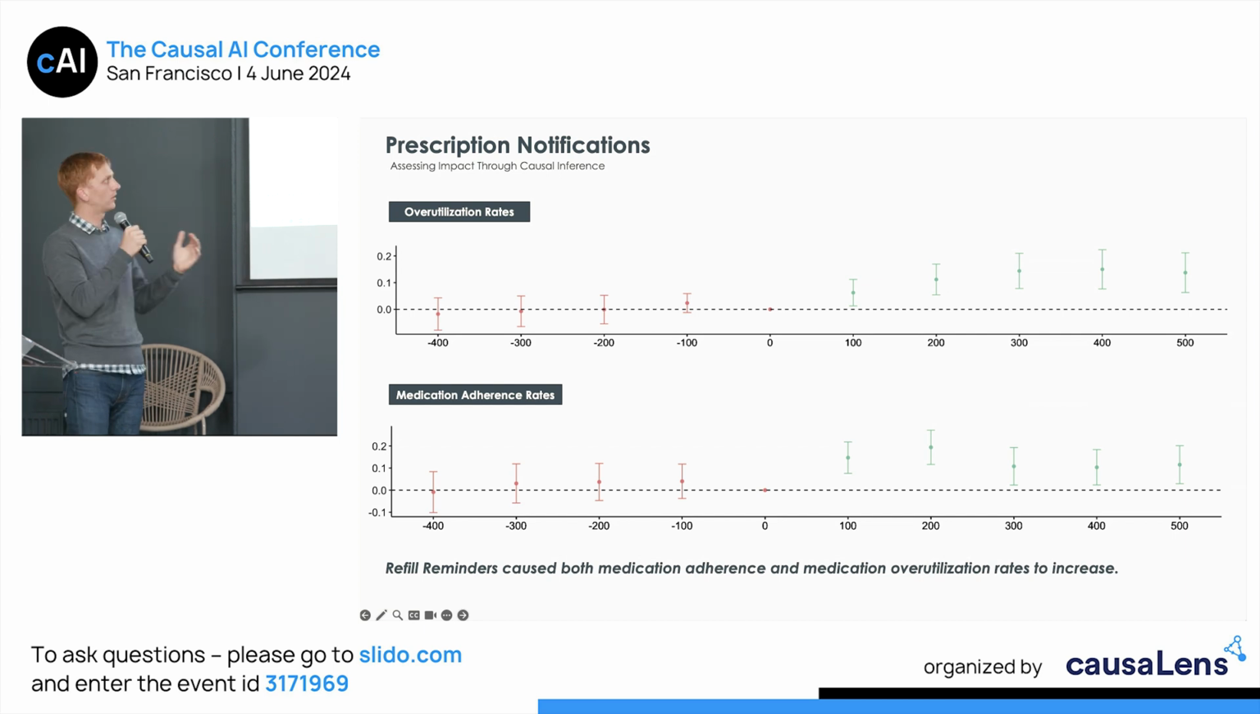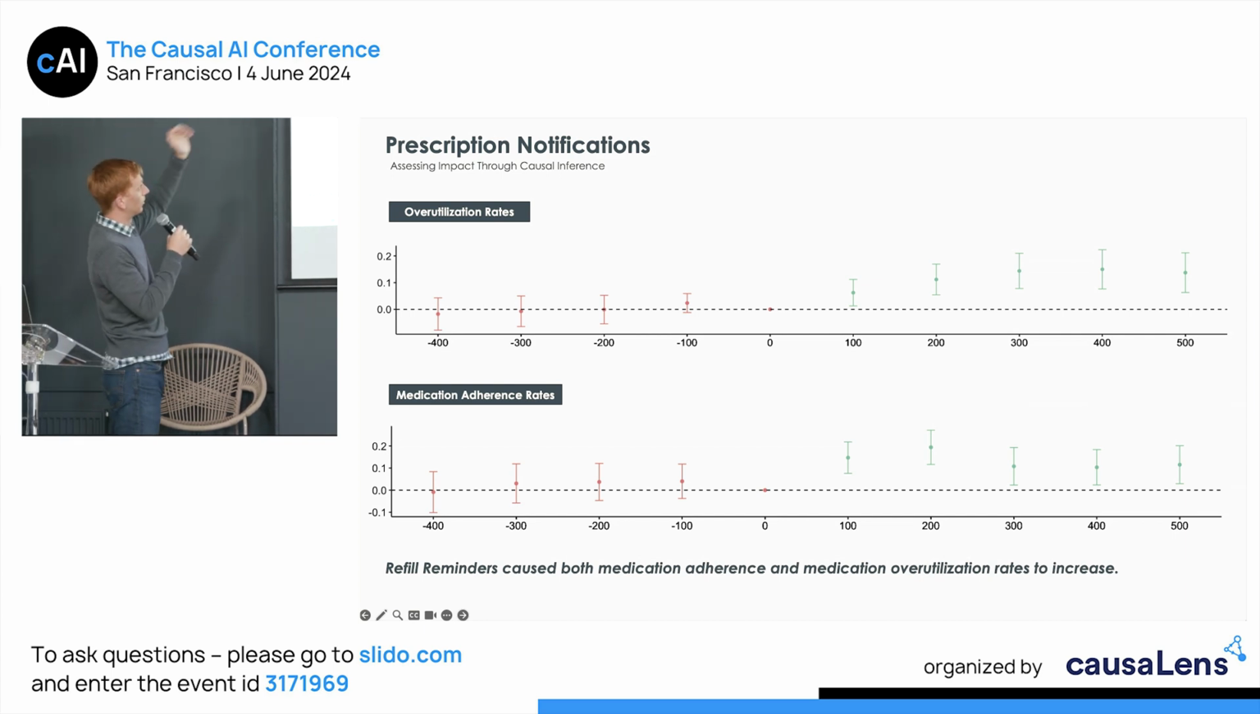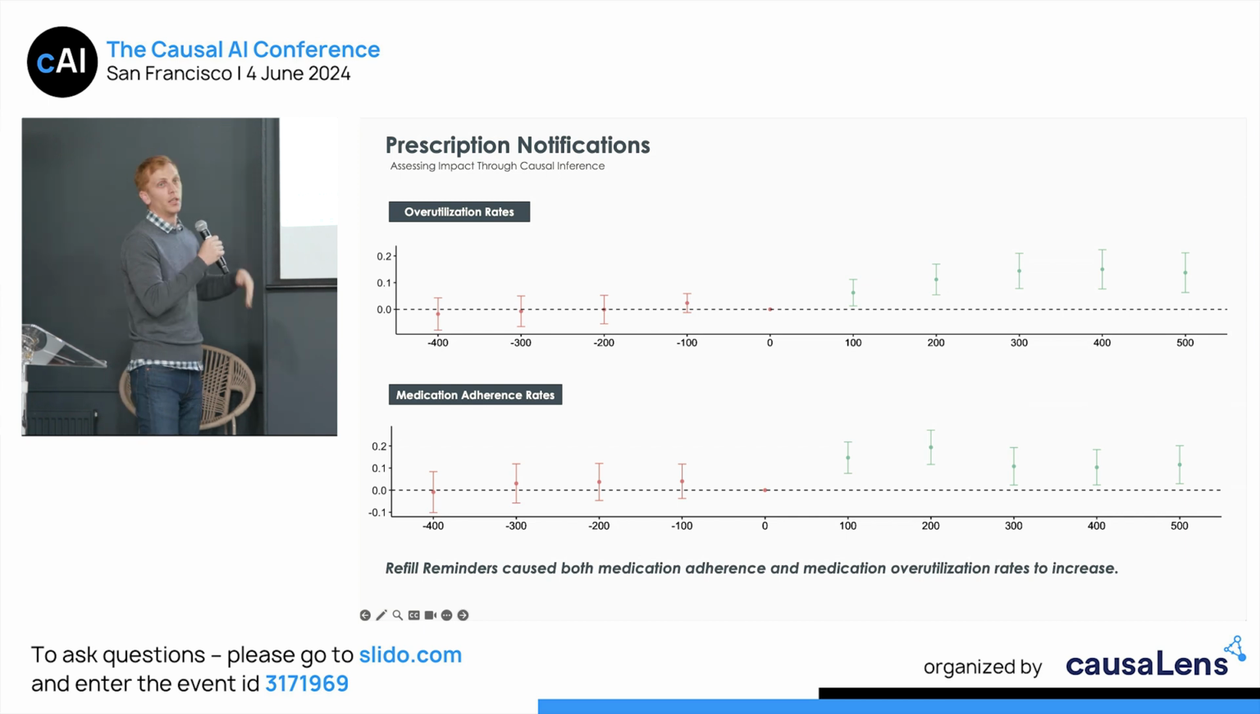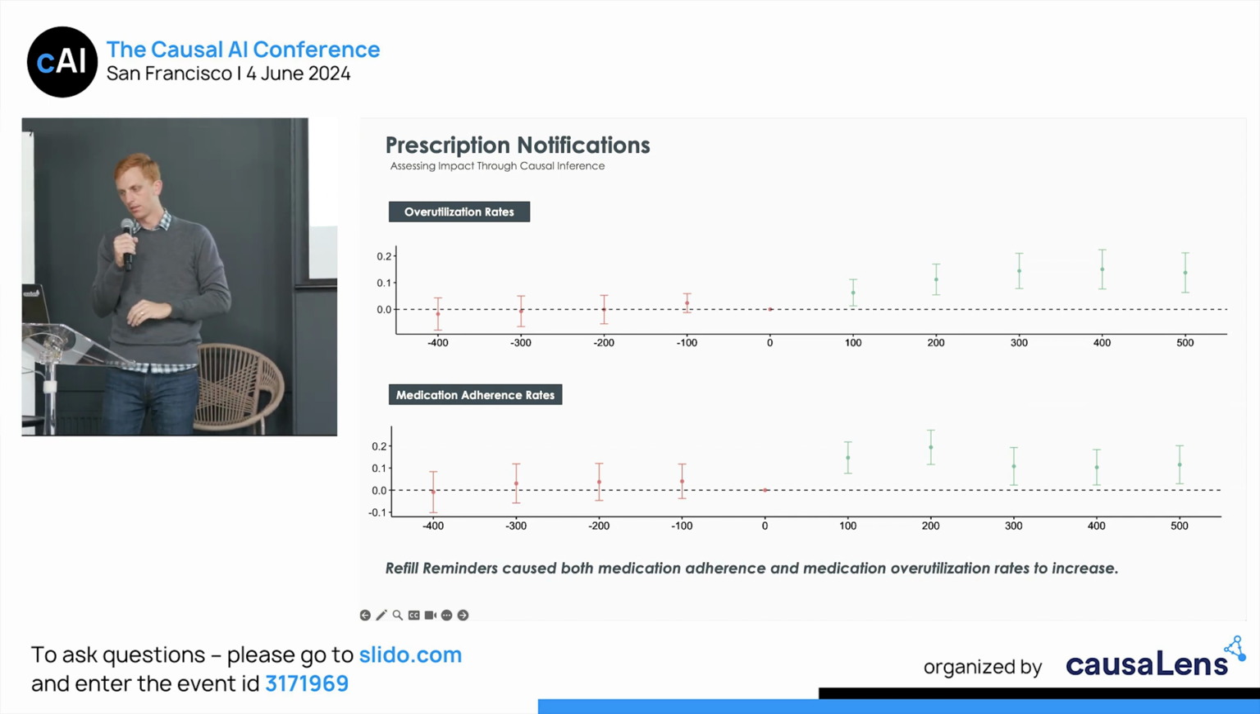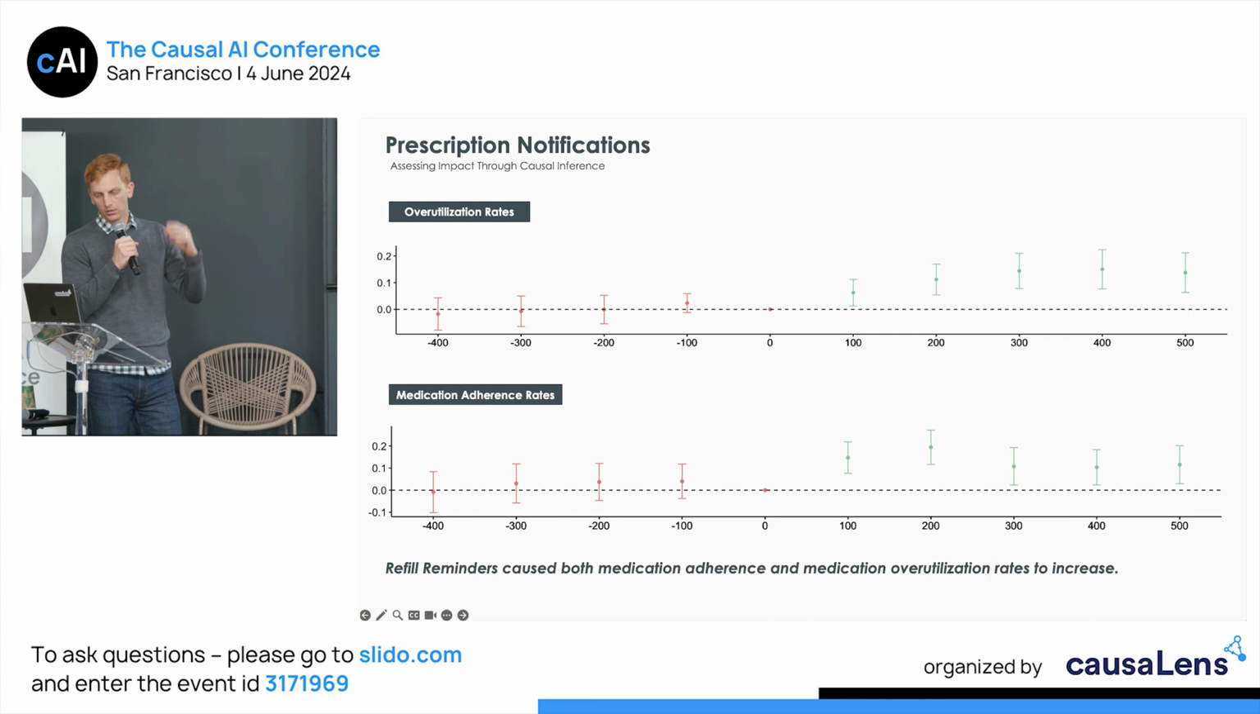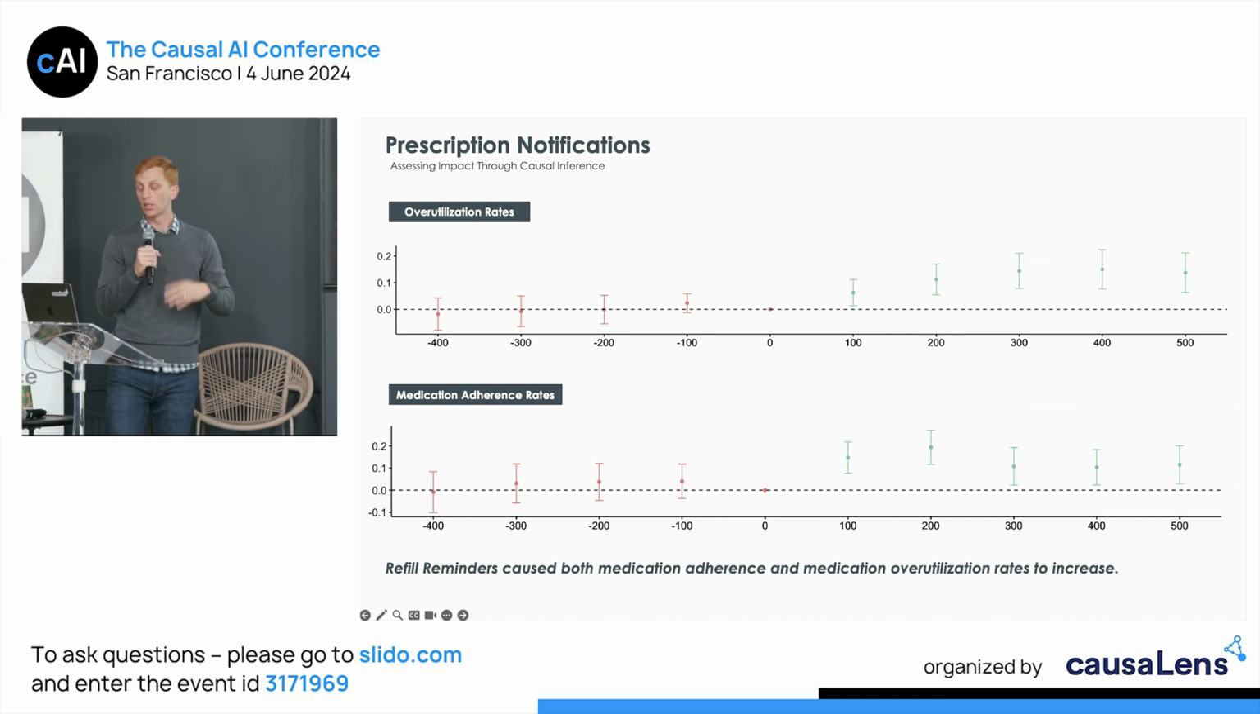But in terms of the magnitudes we're talking about, somewhere between 10 and 15 percentage points of members who are either increasing their medication adherence or overutilizing that medication. So it's relatively similar, actually, in terms of the magnitudes. Long story short, refill reminders are causing both adherence and overutilization.